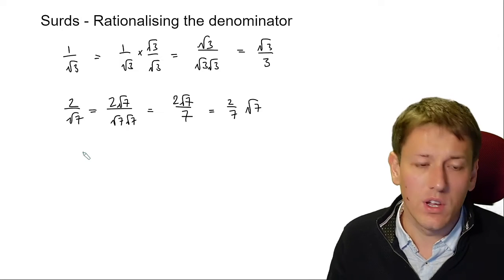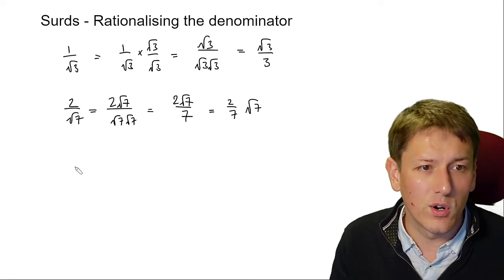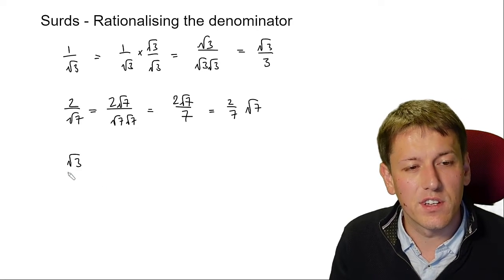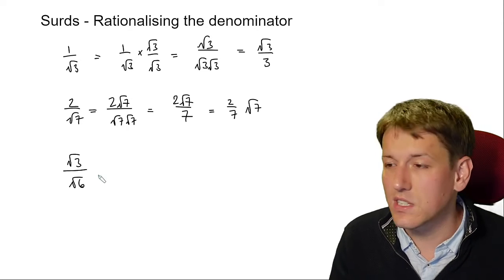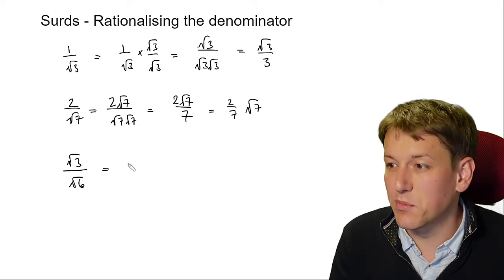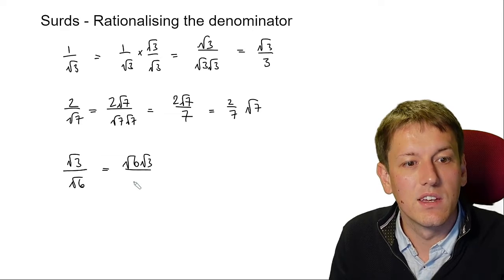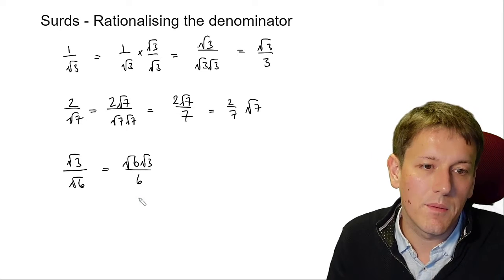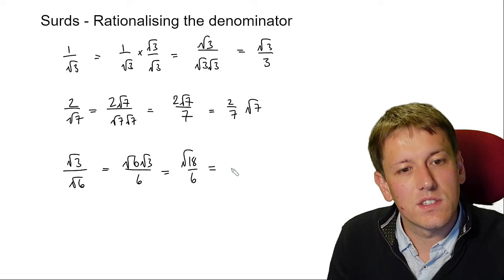Okay, so just a few examples there. Hopefully you've seen this before. I suppose we could also have one where I've got a surd on the top as well. I could do something like root 3 over root 6. Here I've got a couple of choices. I could just multiply top and bottom by root 6 here and get root 6 times root 3 over 6. But in this case, I'm going to end up with root 18 over 6.